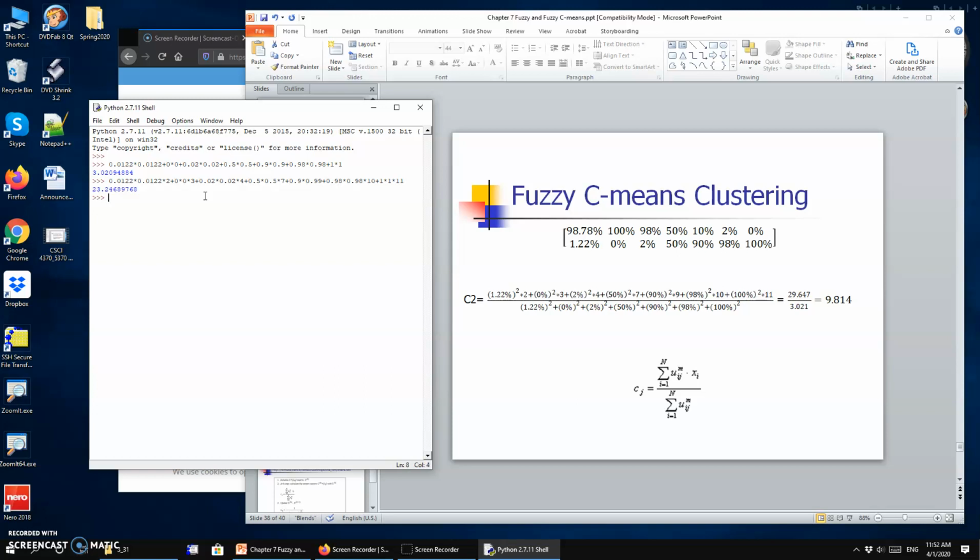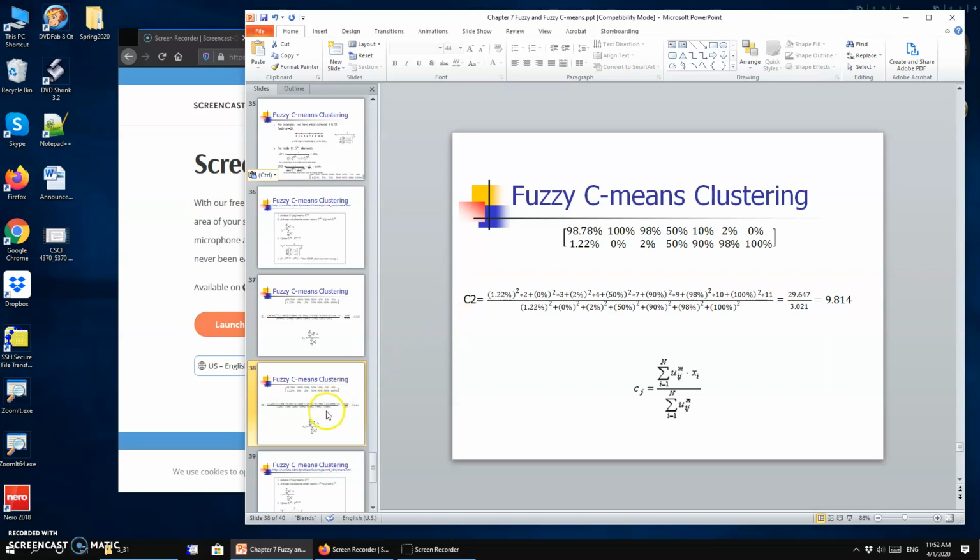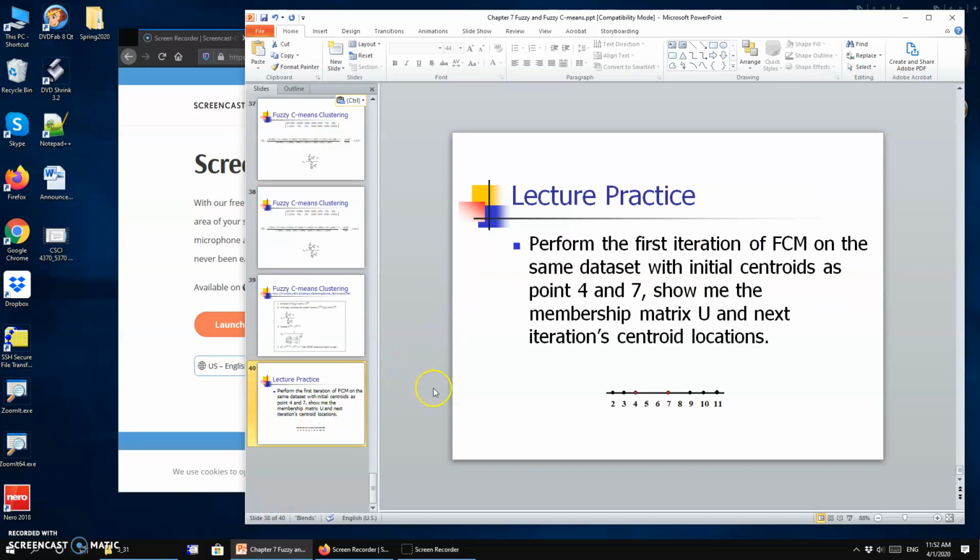So that we can use the software, not really the software, but the program, to help us calculate the values. This is just showing you an easier way to do the calculations. And of course, the reason I'm showing you that is because I want you guys to have some practice.